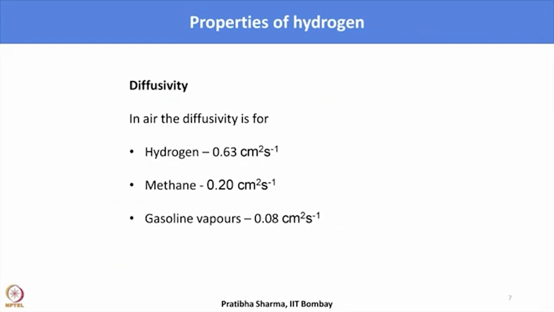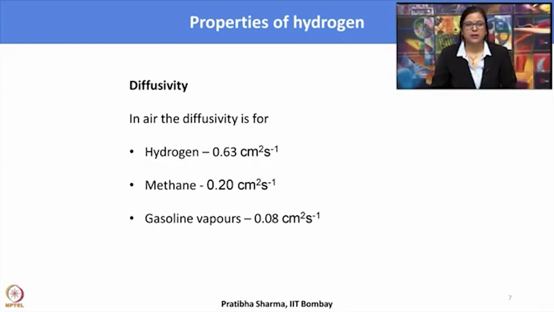If we look at the fuel properties of hydrogen, hydrogen has a very high diffusivity in air. If we look at these numbers, hydrogen diffusivity is 0.63 centimeter square per second. This is 3 times that of natural gas. It is an order of magnitude higher than that of gasoline vapor. Now this diffusivity has both an advantage as well as a disadvantage.